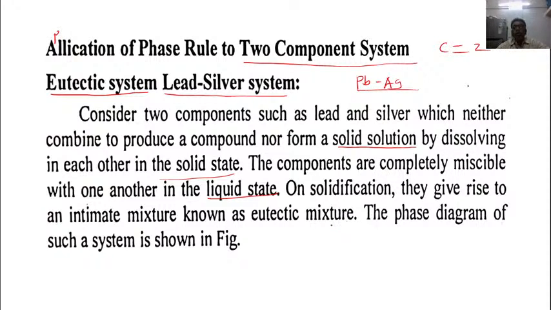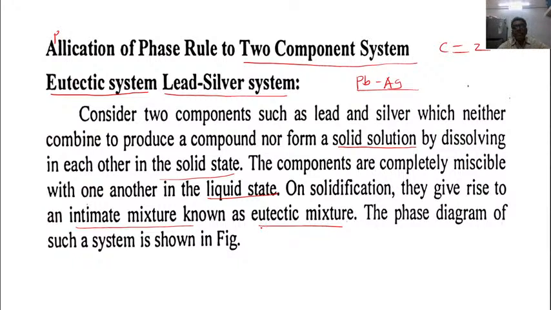Now on solidification, they give rise to an intimate mixture. Suppose that liquid is converted to solid. They give rise to an intimate mixture that is known as a eutectic mixture. Suppose we have taken the lead silver liquid mixture, completely miscible, and we are doing the solidification process, then what happens? Lead and silver are separated from each other, and they give rise to an intimate mixture known as a eutectic mixture.